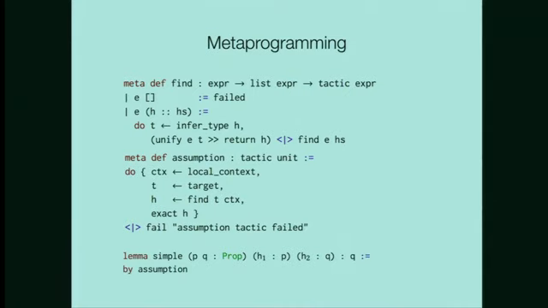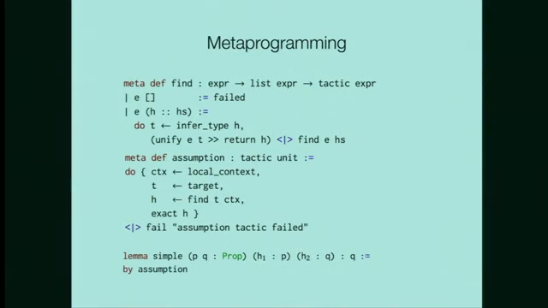Okay, you have two equations. The first one is saying if e and the empty list, I just fail. The second one is saying that if I have e and a list that is headed by h with tail hs, we're going to do the following. First, we're going to infer the type of h using inferType. Then we're going to try to unify e and t. If it unifies, I return h. Otherwise, I keep looking on the tail of the list.